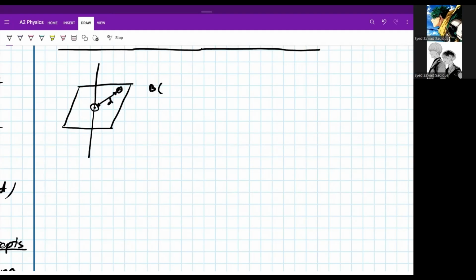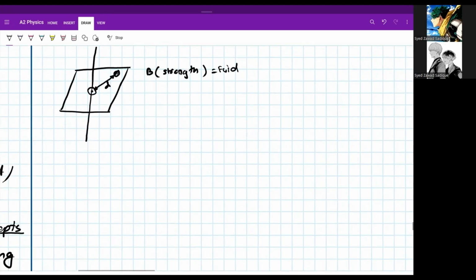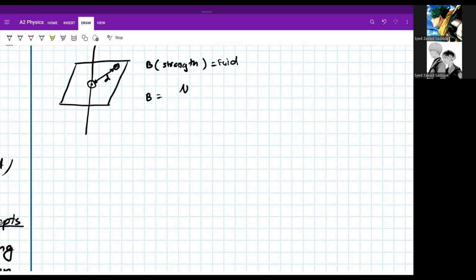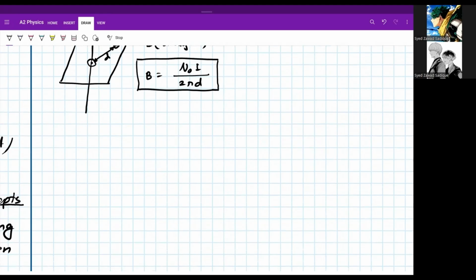So B is strength, which is equal to, all right, the formula is I divided by 2 pi d. Usually you don't have to memorize this formula, because if a question like this is asked, they usually give the formula to you, and they expect you to use it to calculate it.